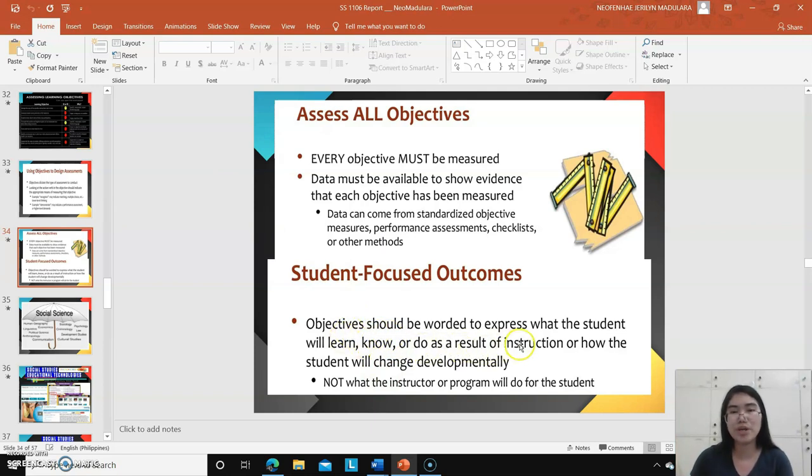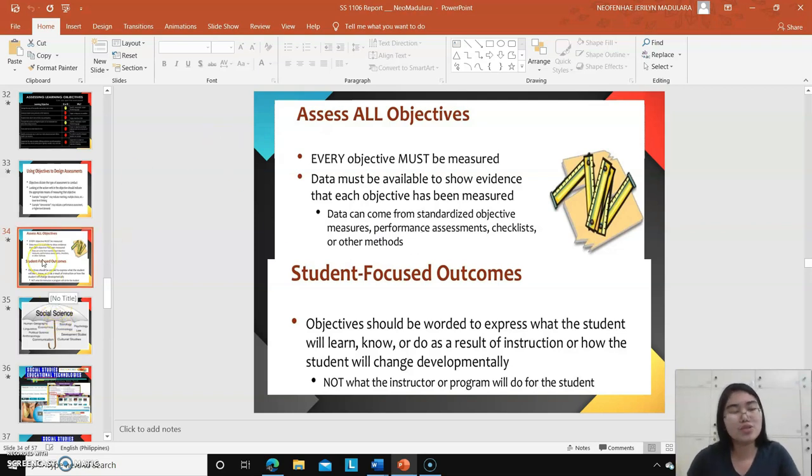Objectives should be worded to express what the student will learn, know, or do as a result of instruction, or how the student will change developmentally because of the learning. Not what the instructor or program will do for the student. So the students should be able to demonstrate. They should be the ones to have the demonstration of learning.